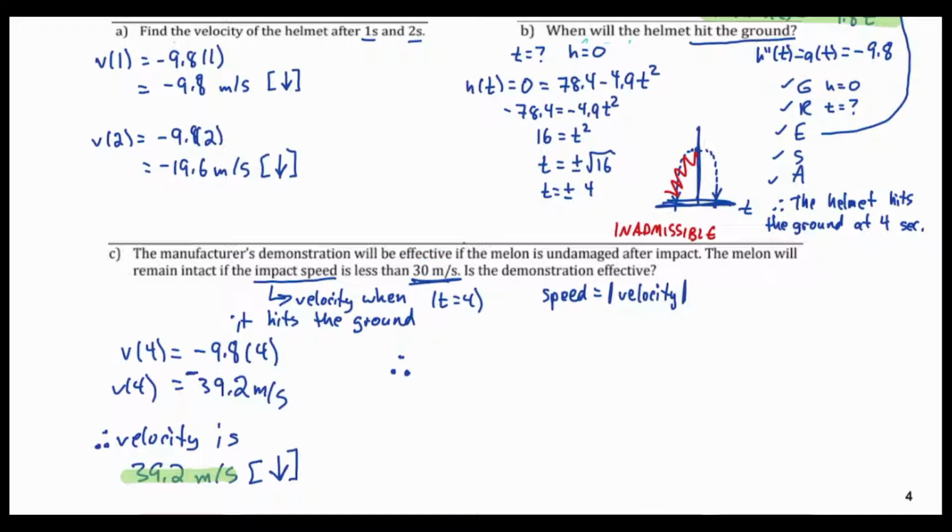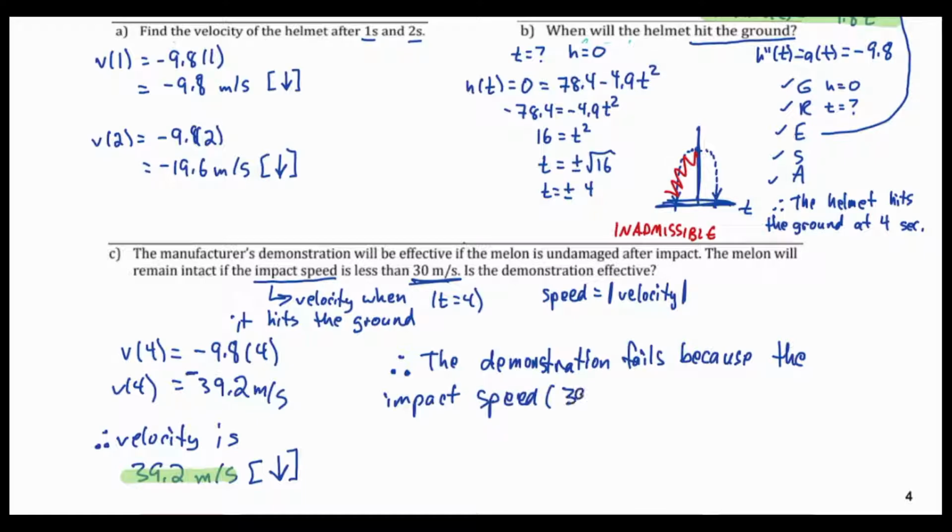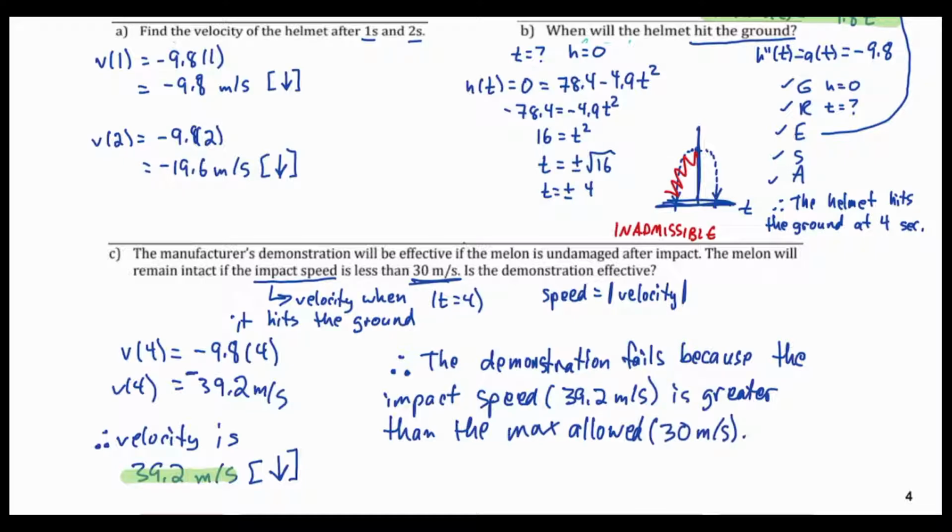So therefore, the demonstration fails because the impact speed, which was 39.2 meters per second, is greater than the maximum allowed in this situation, which was 30 meters per second.